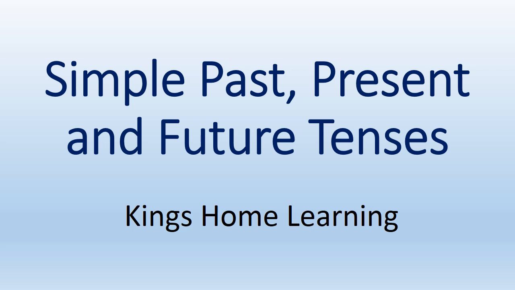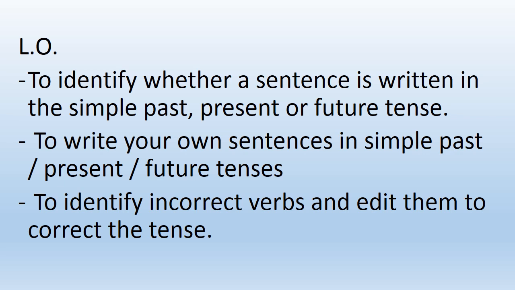Future tenses. So in order to do that, we're going to be looking at three elements to this. We're going to be looking at identifying whether a sentence is written in the simple past, present or future. We're going to be then thinking about being able to write our own sentences in each of the three tenses. And really importantly, to have a look at a piece of writing to identify where there are mistakes in the tense and being able to correct them.